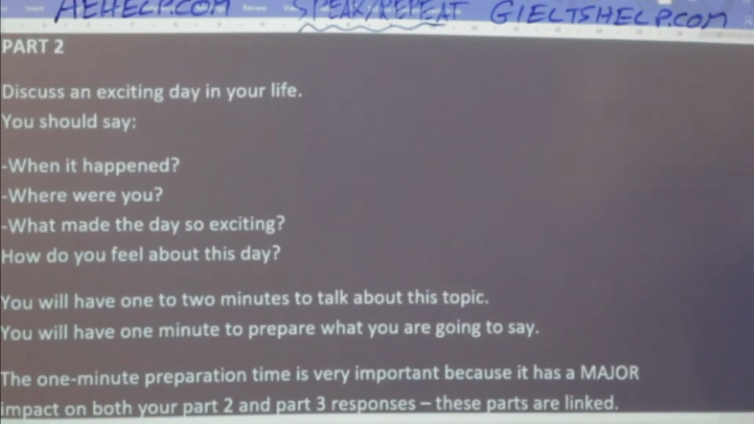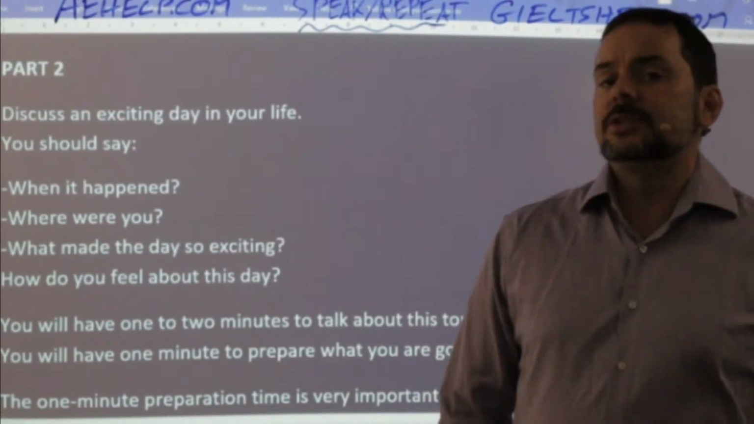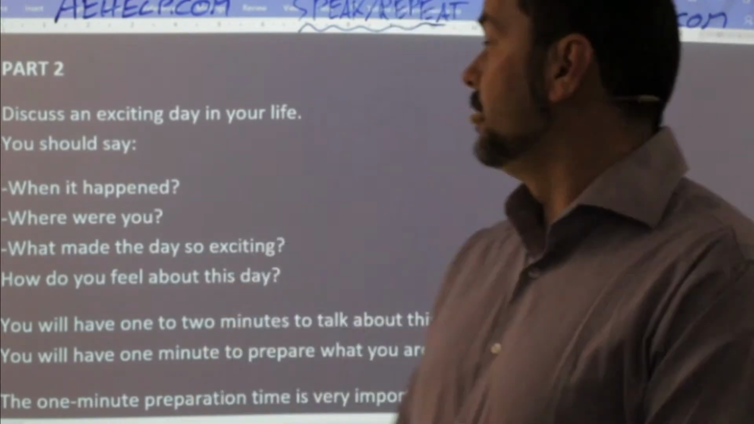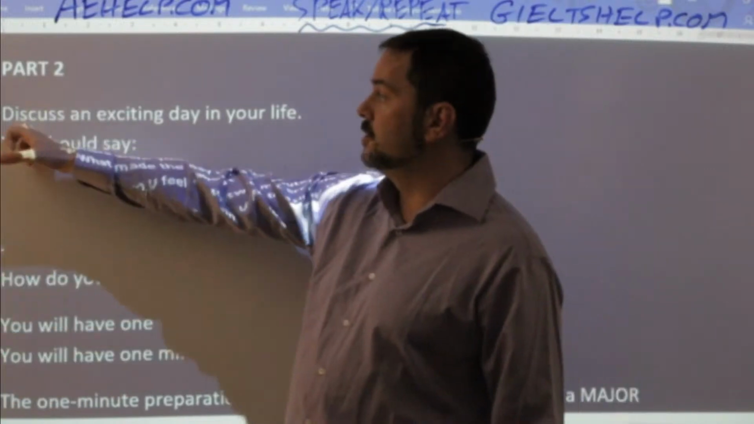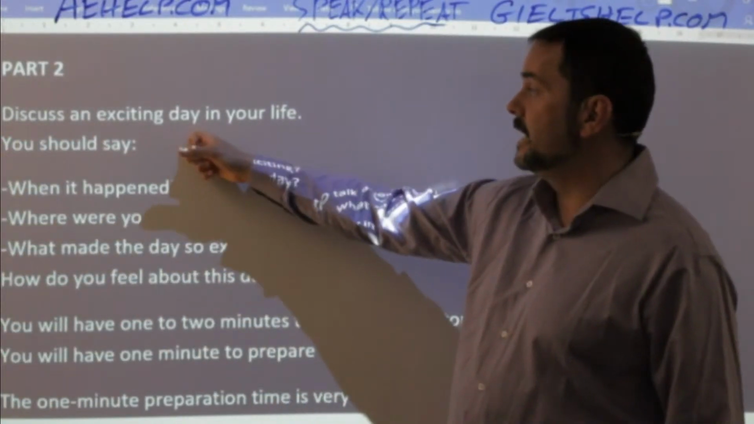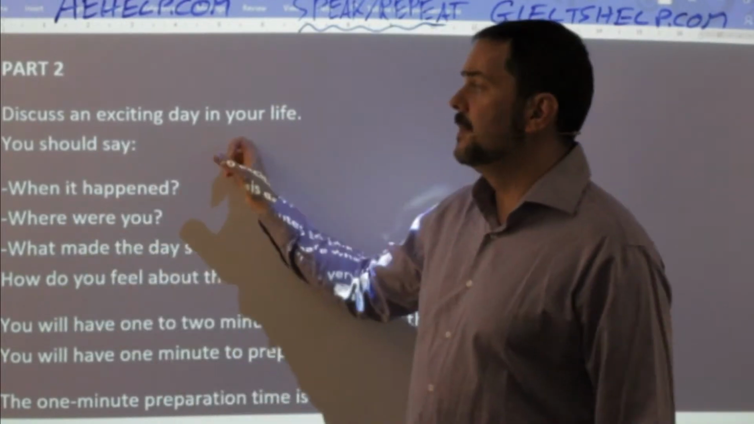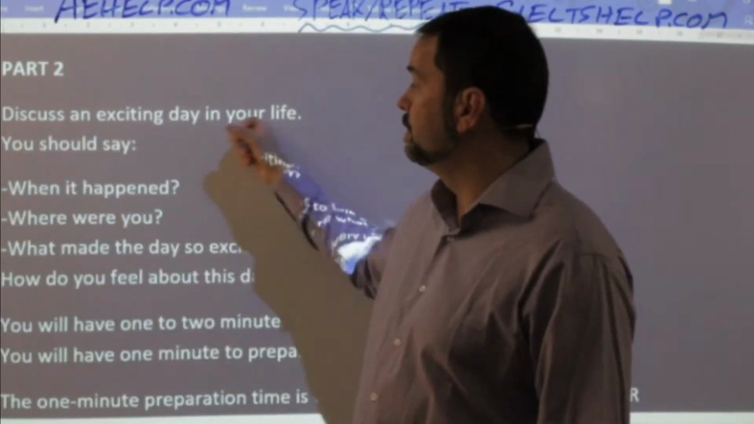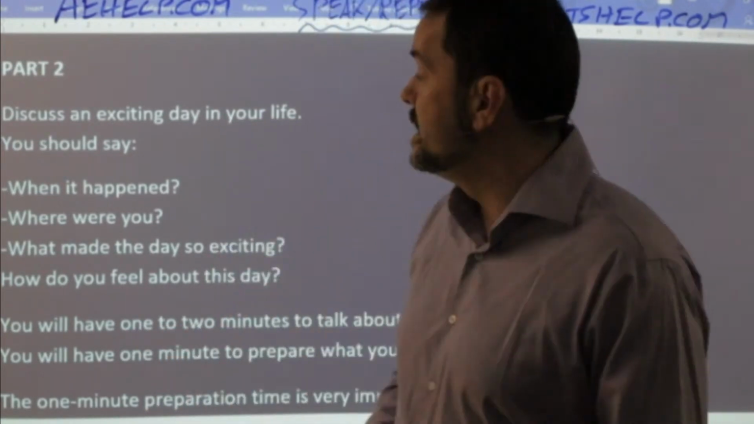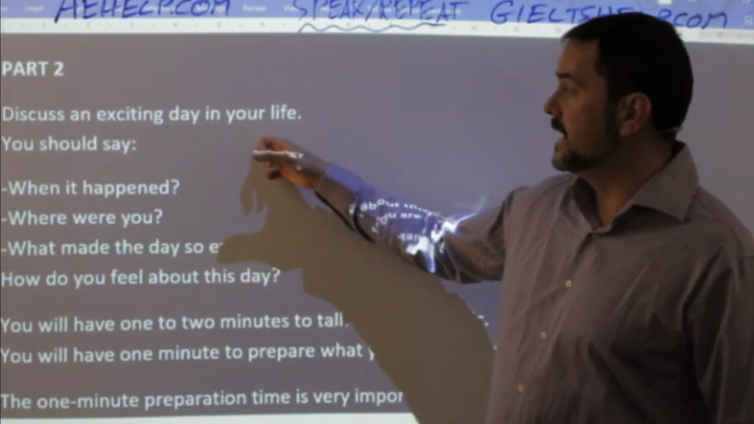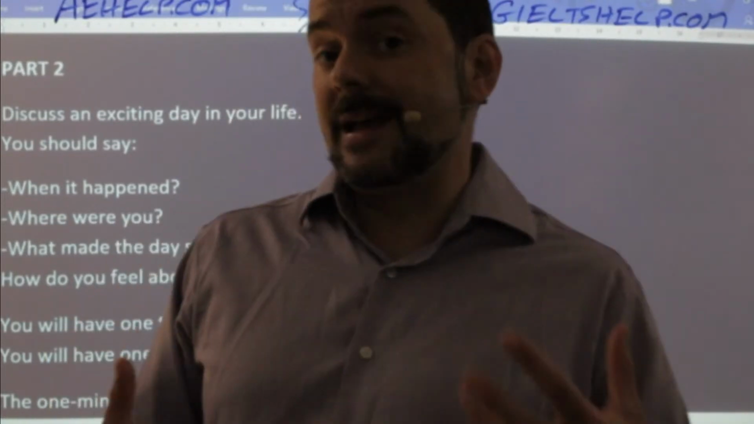All right. So your first step when you see that card is to read it really carefully. Okay. So you look at the card. This is what you see. Part 2, discuss an exciting day in your life. The examiner will actually read this for you. So they'll say, your 1 minute preparation time begins now. Discuss an exciting day in your life. When you look at the card, they're emphasizing that.